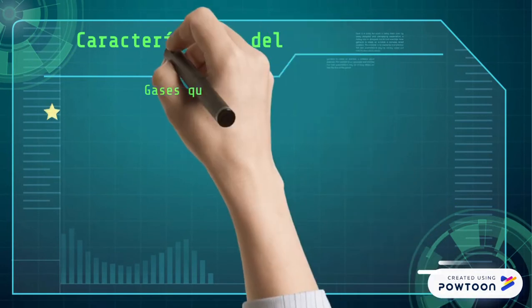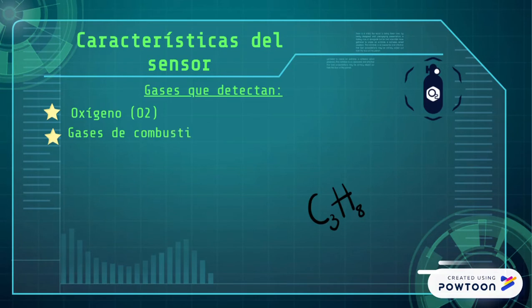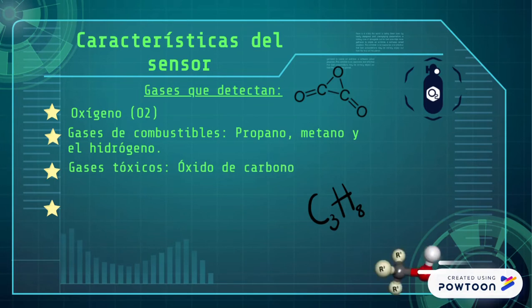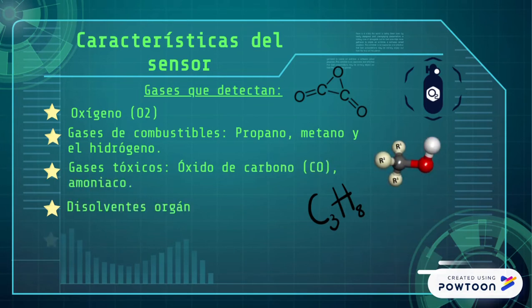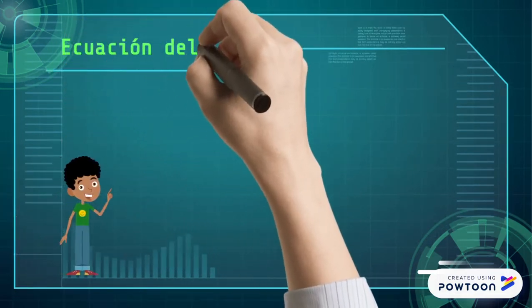resistance. Sensor characteristics. The gases they detect are oxygen, fuel gases such as propane, methane, and hydrogen, toxic gases such as carbon dioxide or ammonia, organic solvents such as alcohol and toluene, contaminants such as carbon dioxide and chlorofluorocarbons.